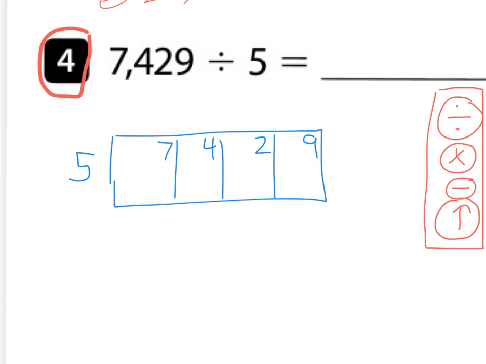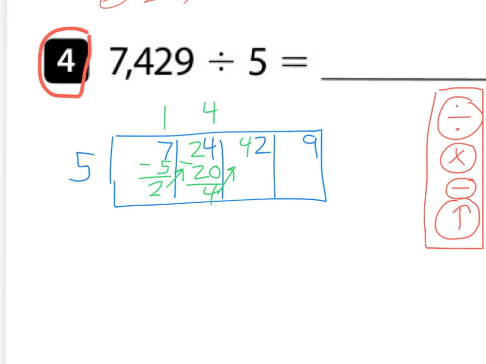So how many times does 5 go into 7? 1 time. 1 times 5 is 5. Subtract, you get a 2. Bring that 2 up. Start the whole process over. How many times does 5 go into 24? 4 times. 4 times 5 is 20. 24 minus 20 will give me a difference of 4. Bring that up. Start the whole process over.